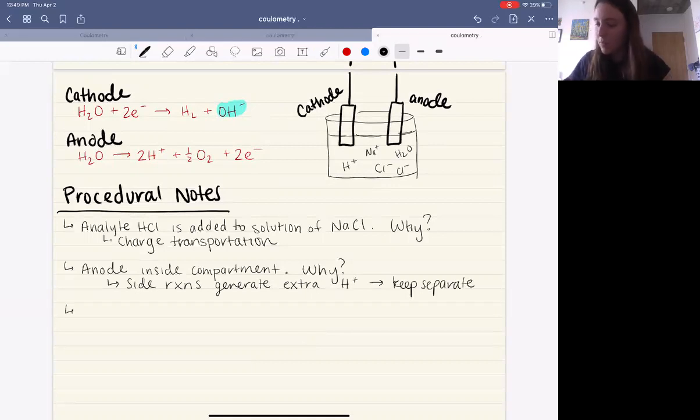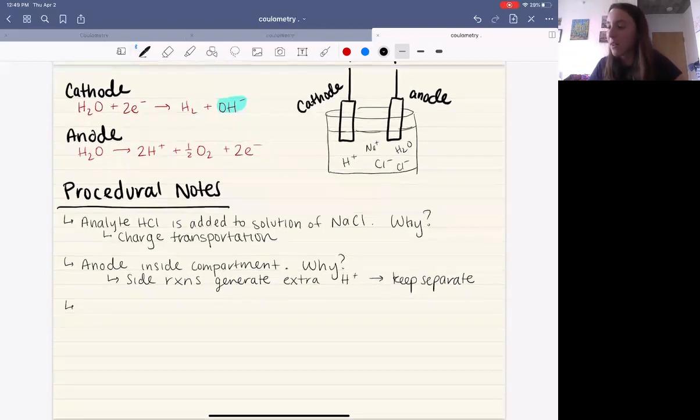Another important note in the procedure is that, now we have our anode in a separate compartment, and you need to fill that compartment with some electrolyte solution too. You just need that there again for charge transportation. You need something for your charges to flow through. But that electrolyte needs to be emptied out and refilled between each trial.